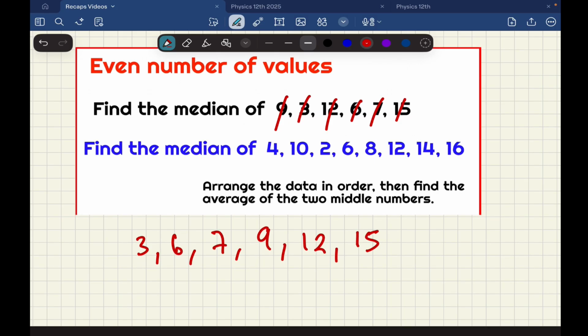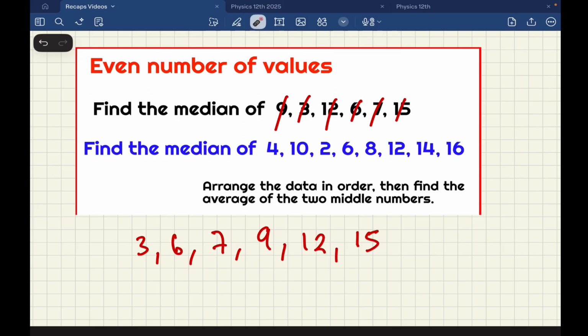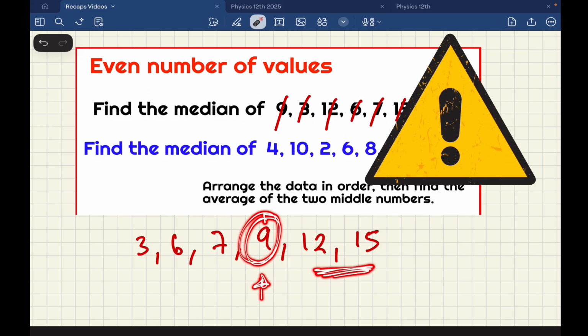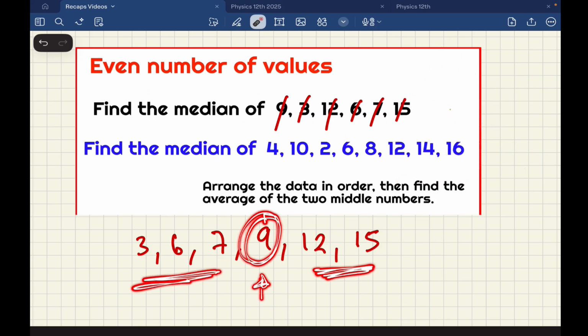Then what happens with this situation? Pay attention, if you want to say, okay, the number 9 is the median, what happens if this is the median? Well, this is incorrect, because we have 2 numbers here and 3 numbers here, so this is not just at the middle. So what can we do?